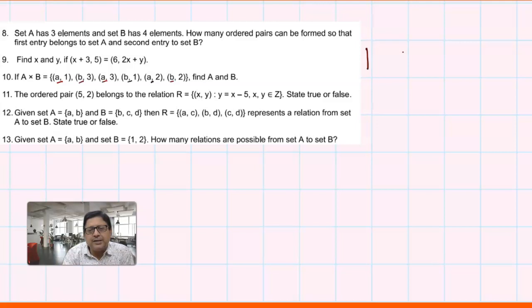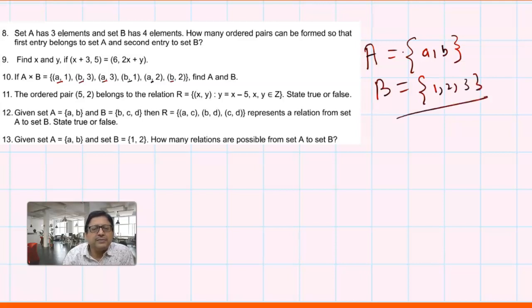So A contains these two elements only, A and B, and B contains which elements? 1, 3, 2. So just write in order 1, 2, 3. Finished. Sum is done. Now this 11th one is very interesting. It is given that the ordered pair 5, 2 belongs to this set, state whether true or false.